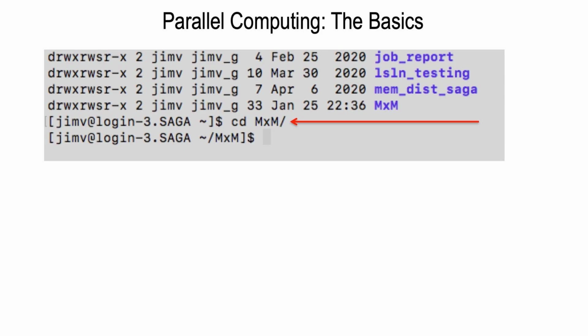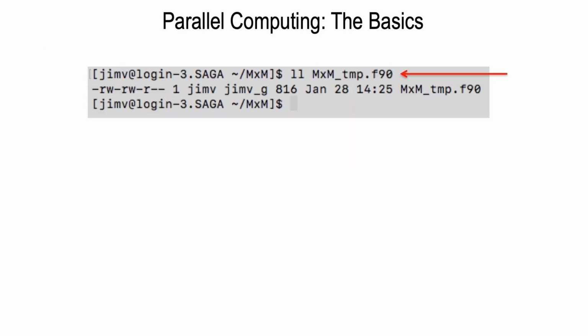I can switch directories using the cd command, short for change directory. When I execute the command cd mxm, it shifts my location, or moves my second coordinate, into the mxm directory. You can see how this command changes my prompt. I'm aware that there's a Fortran program in this directory. It's called mxm_tmp.f90. So I can use the ll command on the Fortran program.